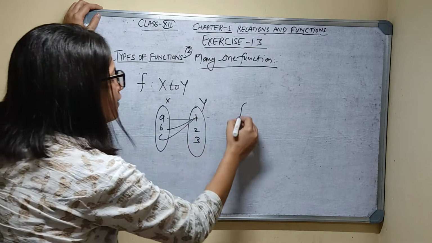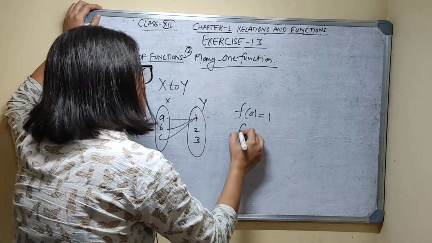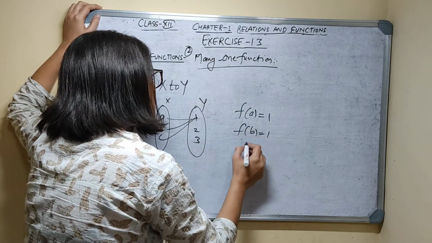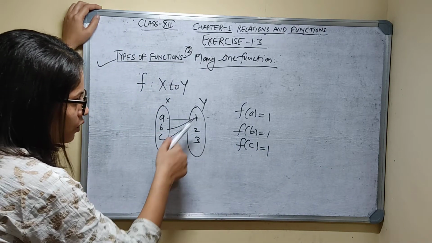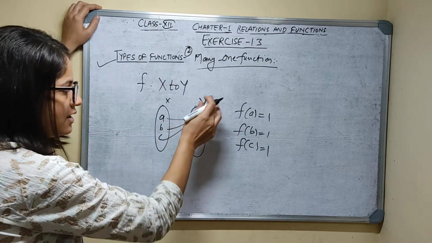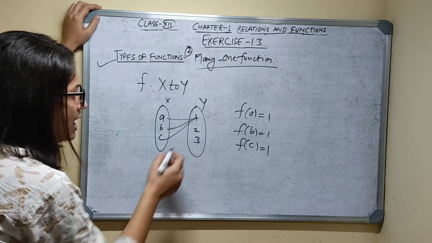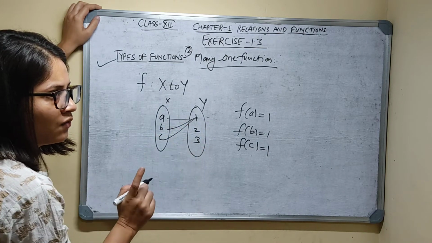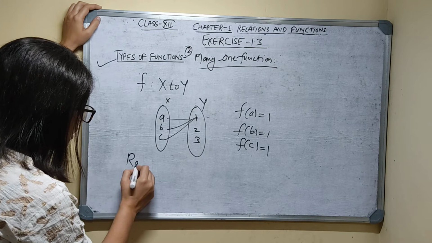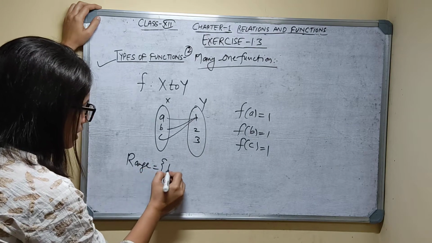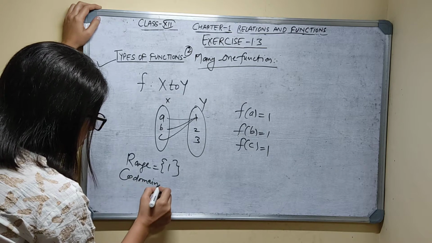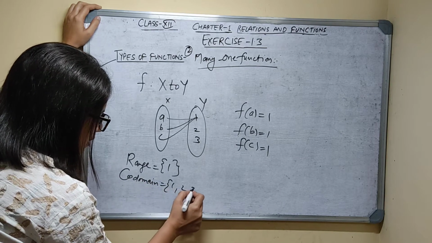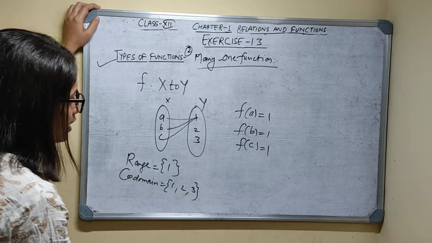So f of a is equal to 1, f of b is equal to 1, f of c is equal to 1. Here what is codomain? Codomain is y. Full set y is called codomain. And range will be only 1. And codomain will be 1, 2, 3. Is it clear?